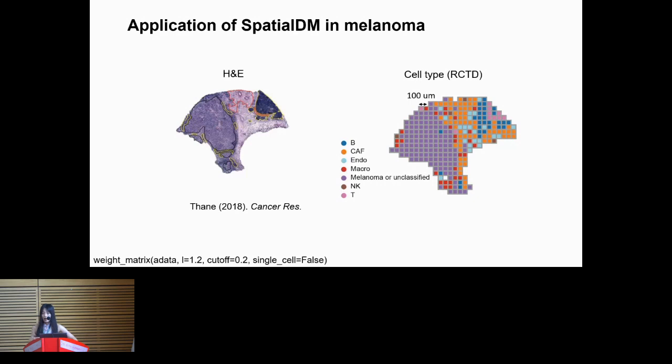Now let me demonstrate how to apply SpatialDM in a real-world example. A melanoma dataset generated by a customized spatial transcriptome platform has around 100 micrometers spot-to-spot distance. So here we refine the signaling distance to the nearest spots only. Of course, if you have a shorter spot-to-spot distance, that means higher resolution, you can make the signaling radius larger by adjusting these parameters.